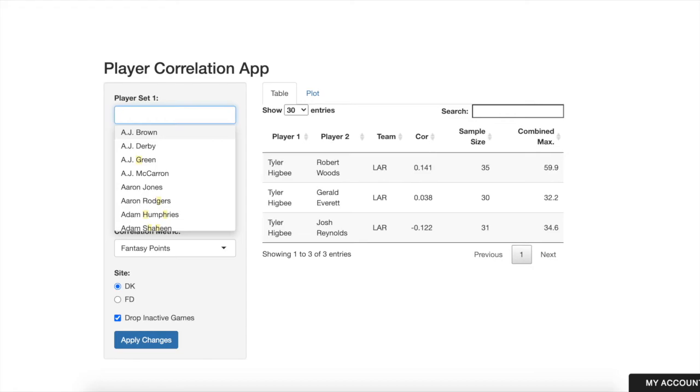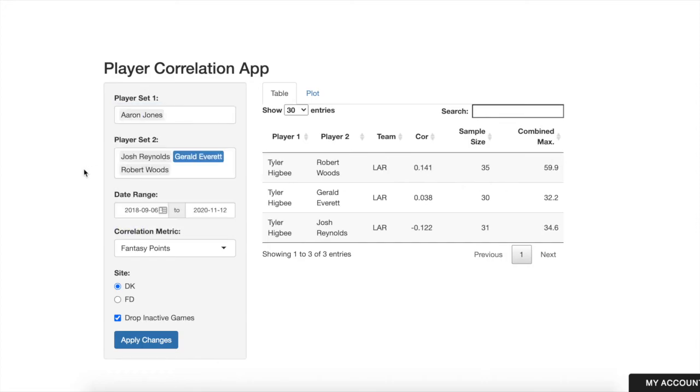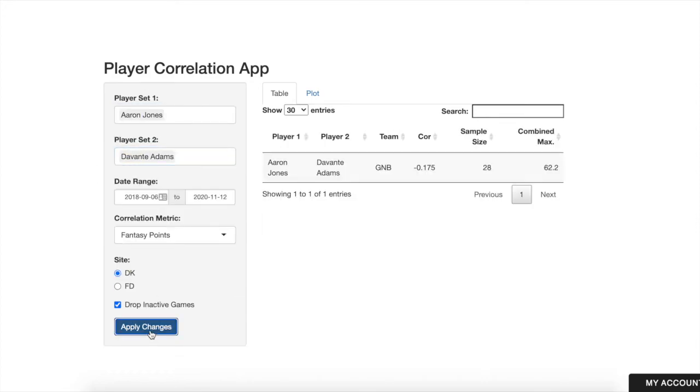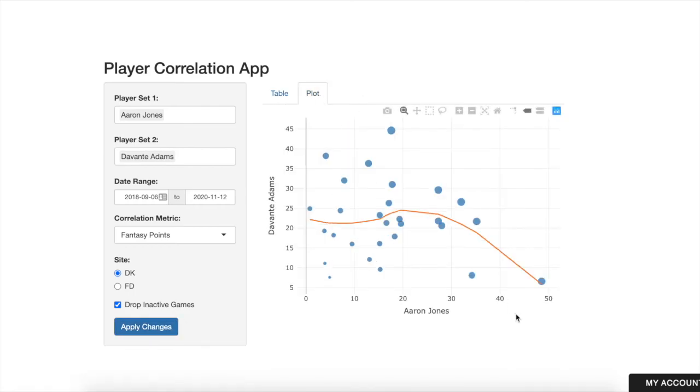I think a classic example is Aaron Jones and Devontae Adams, who historically have some degree of negative correlation. It looks like most of that is coming from this one game where Jones had a huge game and Adams had very minimal production, only 6.6 fantasy points. But you see some more. I mean, some of Adams' best games have come in weak Jones games.